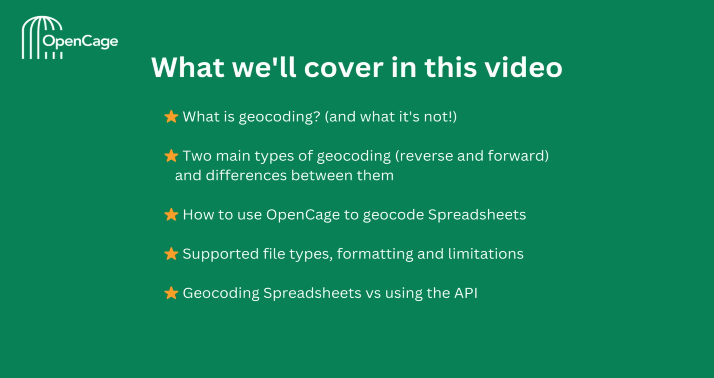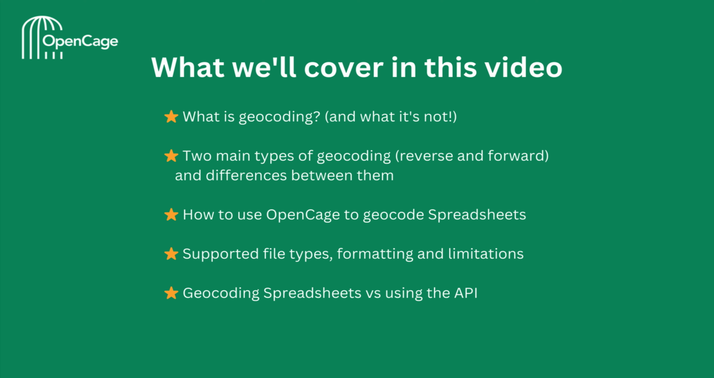Welcome to the OpenCage tutorial for Geocoding Spreadsheets. In this video, we'll look at what is geocoding and what it's not, two main types of geocoding, reverse and forward, and the differences between them, how to use OpenCage to geocode spreadsheets, supported file types, formatting guidelines and limitations, and finally, we'll look at a comparison between geocoding spreadsheets and using the OpenCage API.